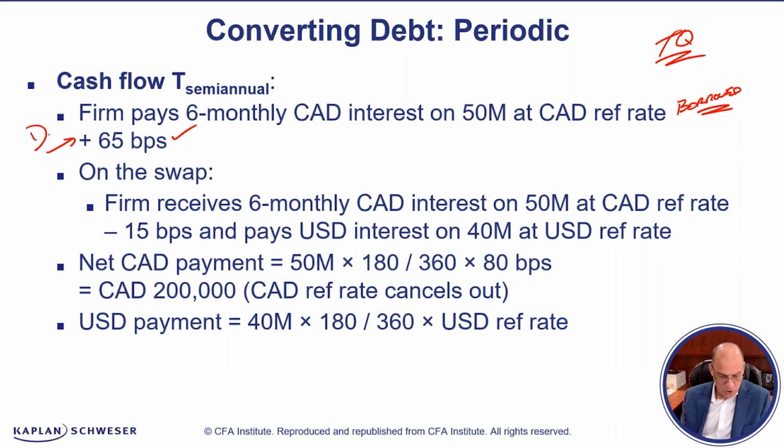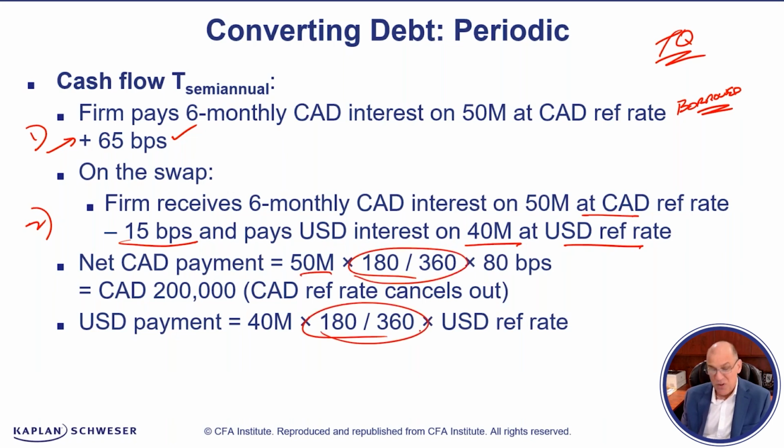Now, number 2, on the swap, the firm receives 6-month interest on the 50 million at the reference rate minus 15 basis points and pays interest on the 40 million at the US dollar reference rate. So I'll be saying number 2. The net CAD payment is 50 million. Now, be really careful here, and I'm going to circle this to remember it's a semi-annual payment. A common mistake would be to forget to do that. So 180 over 360 times 80 bips.